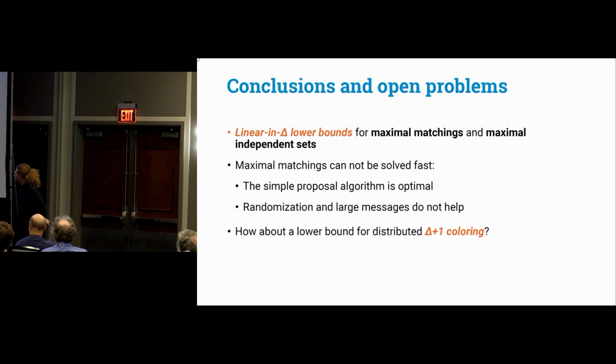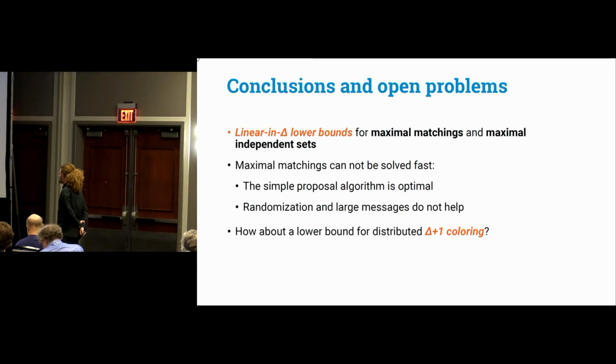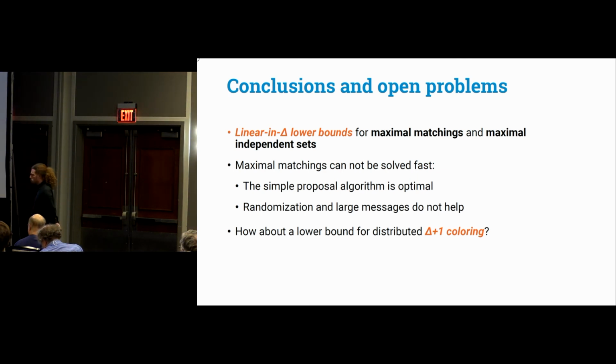So to conclude, we proved the lower bound of linear in delta for maximum matching and maximum independent sets. And we showed that these lower bounds can also be transformed into good lower bounds with respect to the number of nodes of the graph. In particular, we also showed that this simple proposal algorithm that gives you an O of delta algorithm cannot be improved even if we use randomization or send huge messages to our neighbors.